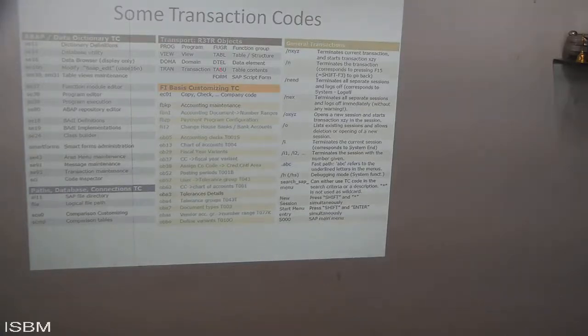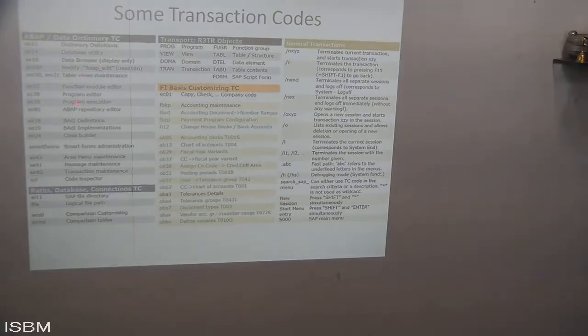Let's see some transaction codes so you understand these. Some ABAP transactions are written here: SE11 for data dictionary, SE14 for database utility, SE16 for data browser, SE30 table view maintenance, SE37 function module editor, SE38 for program editor where we write a program, SA38 program execution, SE80 ABAP repository editor, SE18 for BAdI, SE19 for BAdI implementation, SE24 for class builder, SE40 for area menu maintenance, SE91 message maintenance, SE93 transaction maintenance, SCI for code inspector. These are the transaction codes, which are alphanumeric.